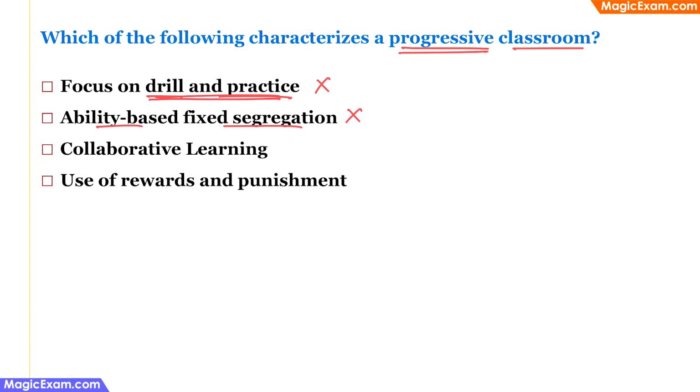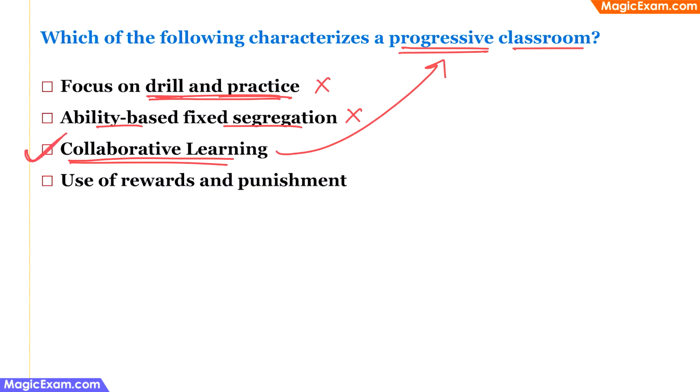The third one is collaborative learning. Now, if the children are learning in a group and they are collaborating with each other, they are cooperating with each other and the teacher and learning everything as a group through interaction between themselves and with the teacher, then that is called collaborative learning, and that is definitely a characteristic of a progressive classroom. Therefore, this is the correct answer.